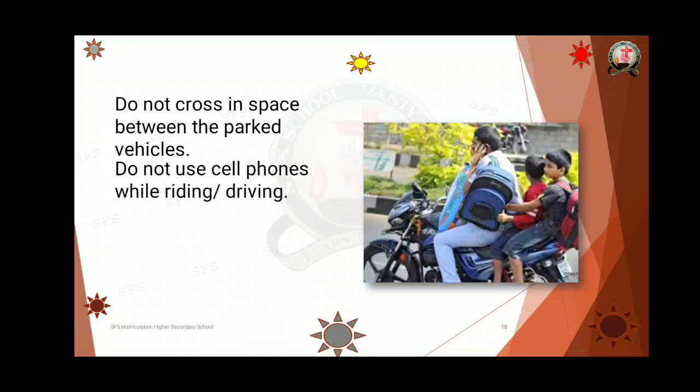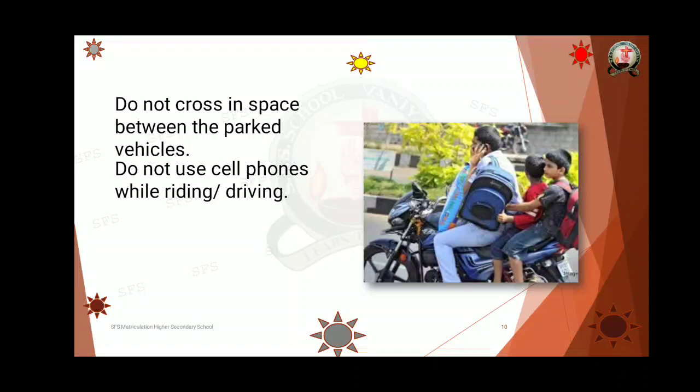Do not use cell phones while driving or riding the bike. Can you see the image? What is he doing? He is riding the bike with his sons or some children, students.